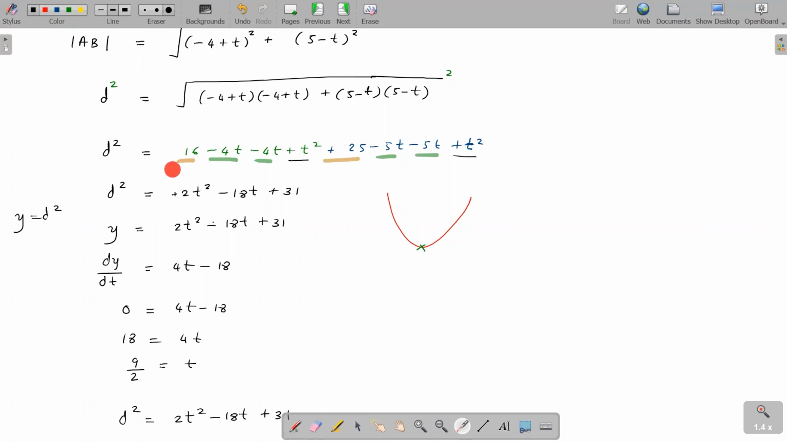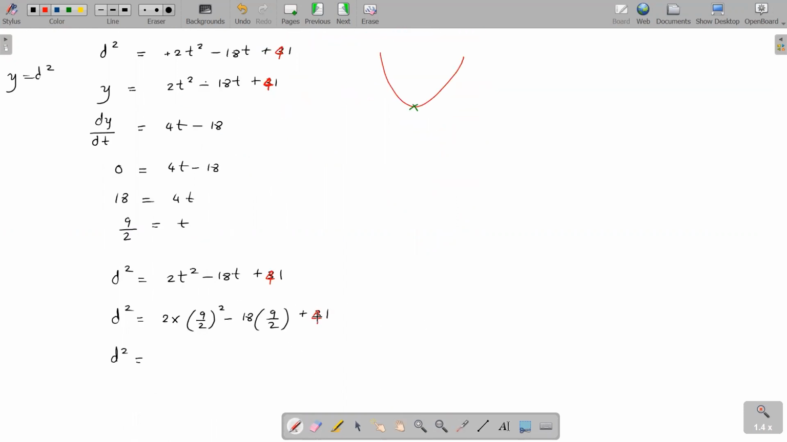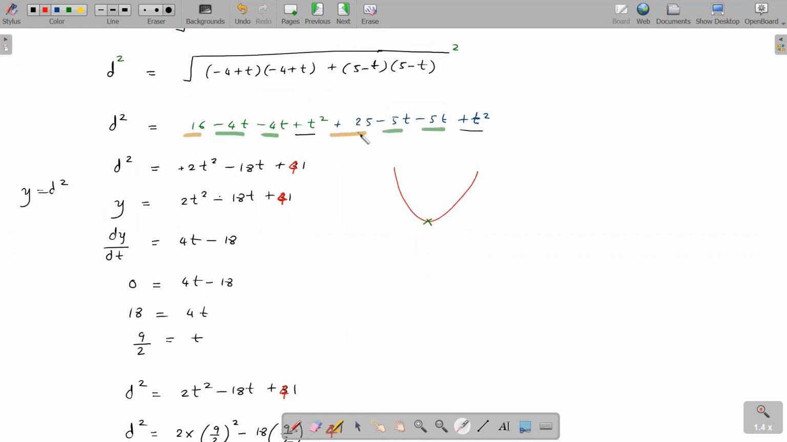Yeah, so there's a slight error here. 16 plus 25 is not 31, right? Should be 41. Okay, should be 41 here. That's why we get the error at this point. The dy by dt doesn't change because the 41 doesn't come for the differentiation, but it comes here for the distance. Input 41 here. The mistake comes from here, okay? 16 plus 25 is 41.